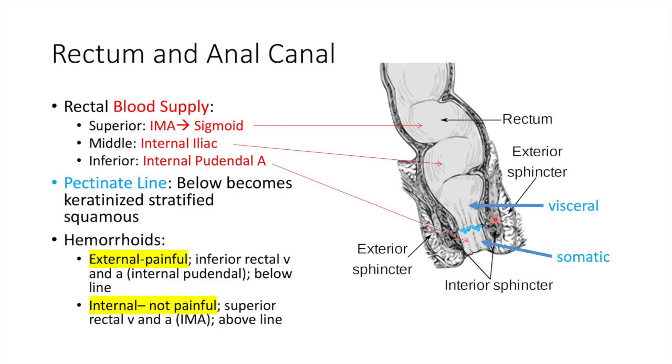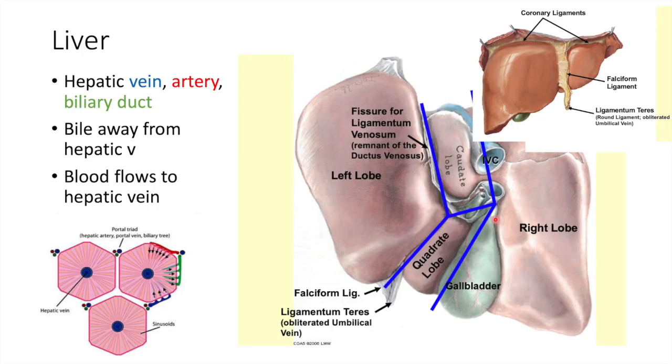visceral nervous system. Okay, so let's talk about the liver. On the front, we've got ligaments supporting it.